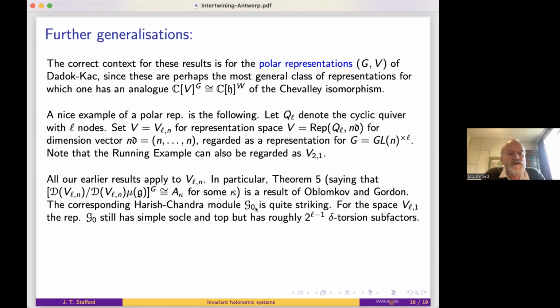So remember, if I looked at V_{2,1}, there my module had length 4, simple top, simple bottom, both of which are delta torsion free, and there's some delta torsion junk in the middle. And when I look at V_{L,1}, so now I have L nodes, but still dimension vector 1, 1, 1, 1, it still has a simple top, still has a simple socle, but now in the middle, you'll have 2 to the L minus 1 delta torsion subfactors.